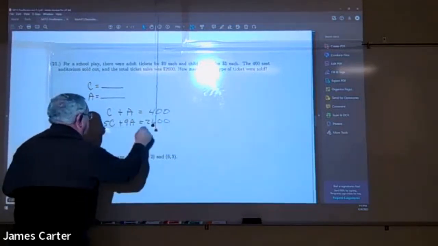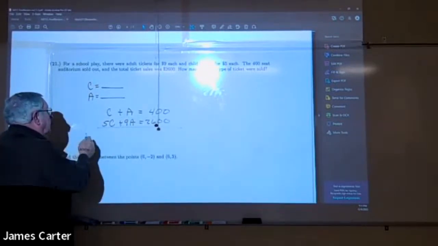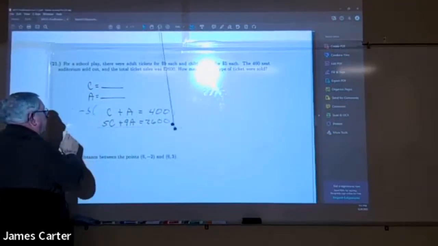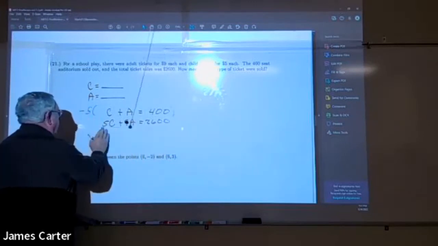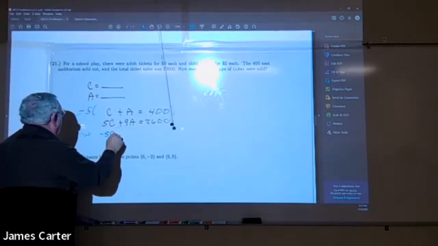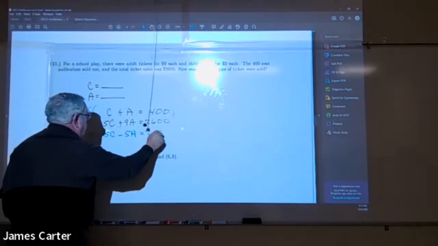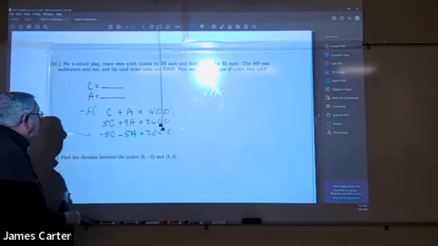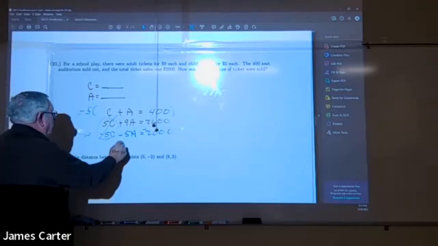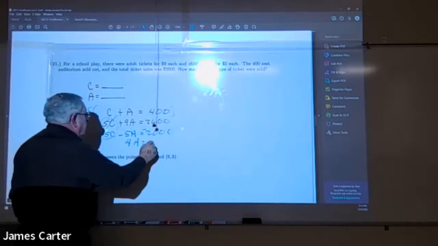So we add these. I need to find an opposite pair, so I'm going to multiply this equation by -5. Okay, so I'm going to bring it down here: -5c minus 5a equals -2,000. Thank you. Okay, these two cancel. Here I get 4a equals 600.